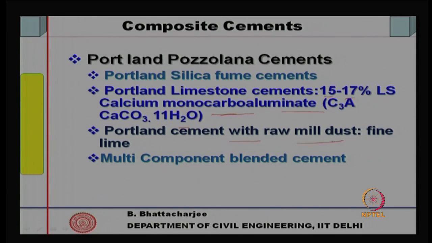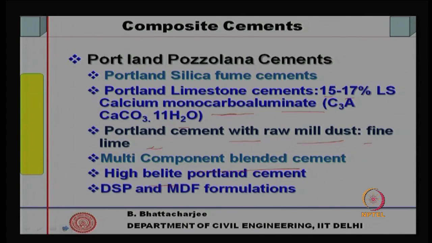Portland cement with raw mill dust. Raw mill dust, that is dust of clinker or dust of limestone, can be added to the cement as fine lime, and it seems to also improve properties. Some of them go into the blended cement as well. So, you can have multi component blended cement, for example, slag and fly ash, everything together. There is another cement with high belite, that is high C2S cement, something like a modified cement.